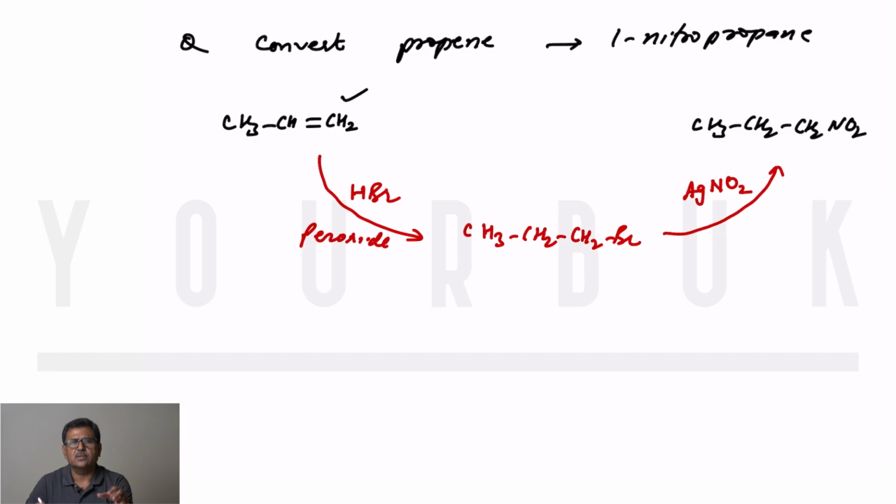But I've seen many students write HNO3 and H2SO4 to add the NO2 group. No, that's incorrect, because HNO3 and H2SO4 combine to give NO2 plus, not NO2 minus. And NO2 plus is an electrophile. So this NO2 plus can replace only the H of benzene, not the H of any hydrocarbon. We want NO2 minus. That's why we are using AgNO2. So this is the first category of reaction.